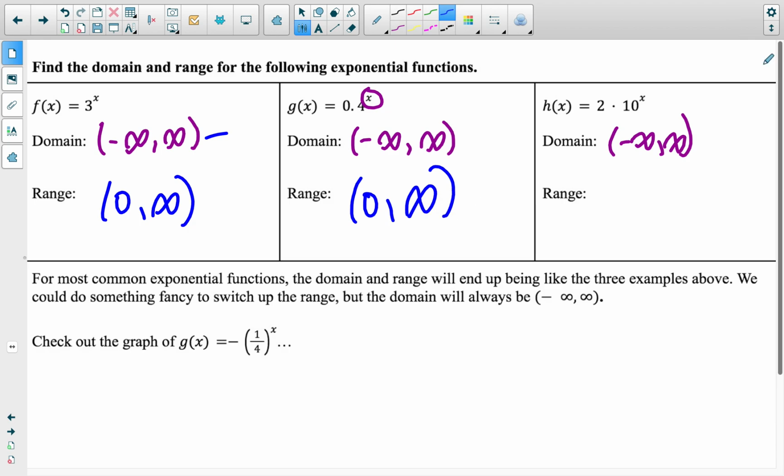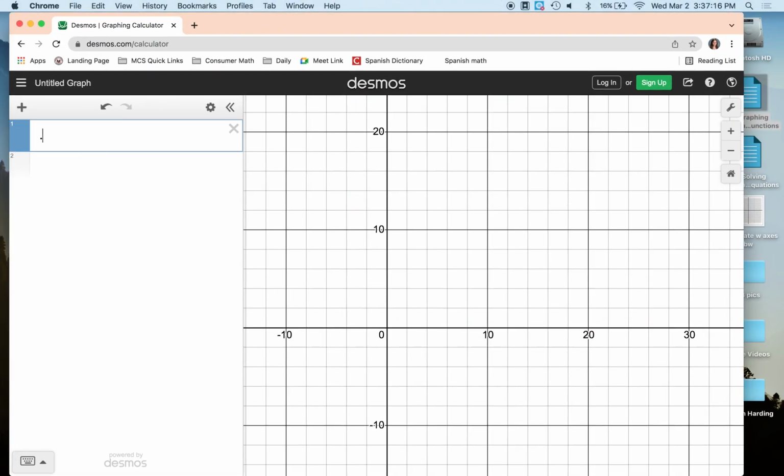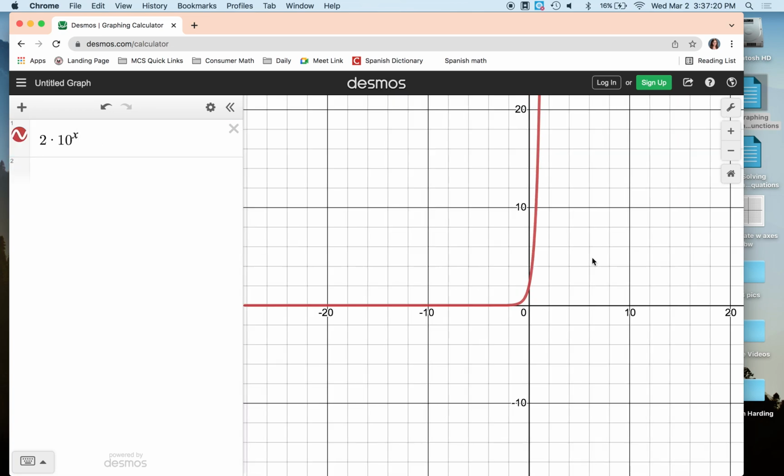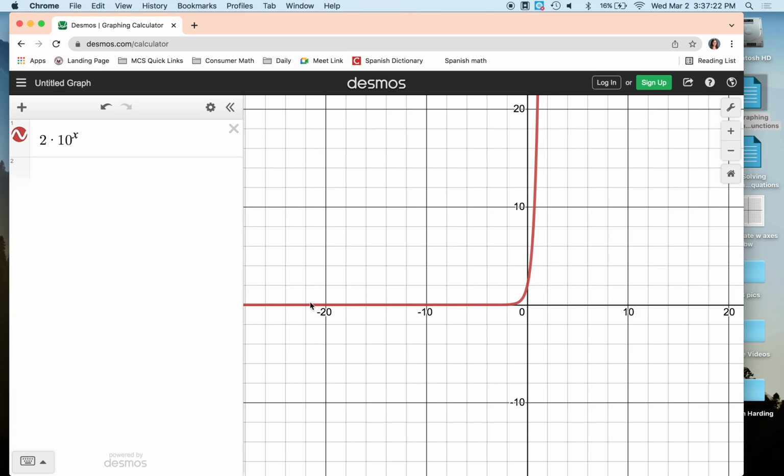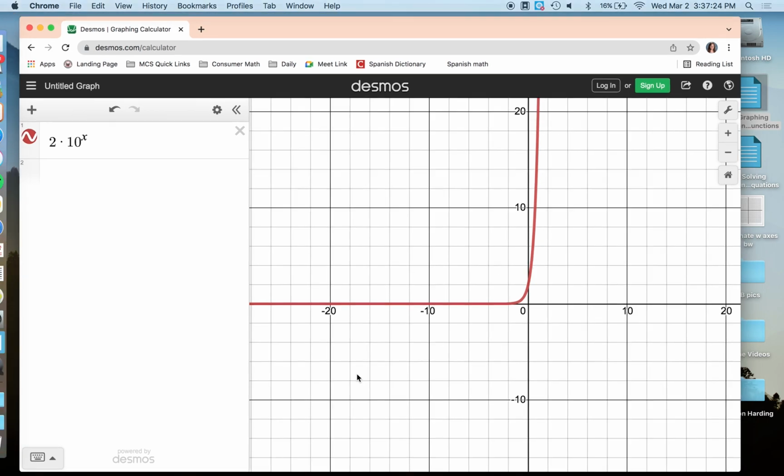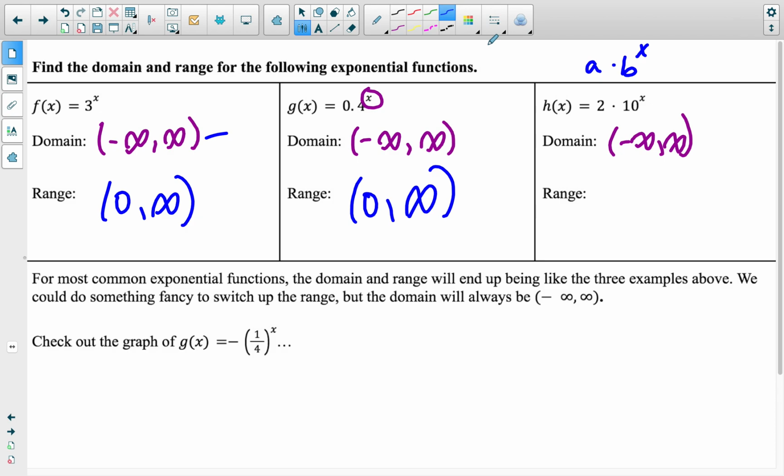Okay, 2 times 10 to the x, this is that a times b to the x form that we haven't seen too much, but that works in general. 2 times 10 to the power of x, we see again that's exponential growth. It's growth because it starts off small and then it gets really big really fast. Population is something that is modeled with exponential growth. So for most common exponential functions, the domain and range will end up being like these examples.